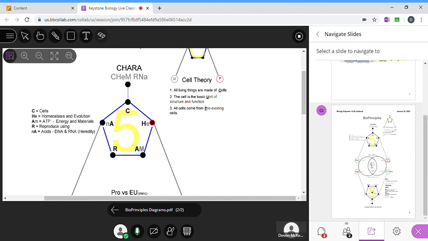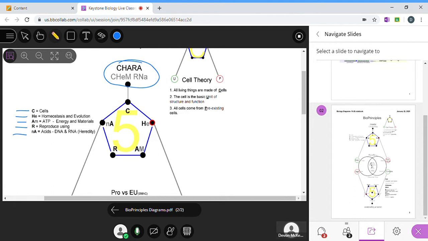So we go from cell theory then to the characteristics shared by all living things. Well, we remember this by using chara. The word characteristics, if you take the first 5 letters of characteristics, you have chara, C-H-A-R-A. C for cells, H for homeostasis, A for ATP, R for reproduce, and the final A, we put an N in front of it, nucleic acids. So let's do these all in order now.